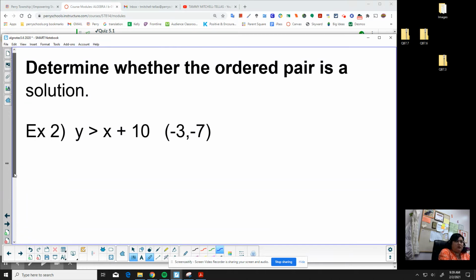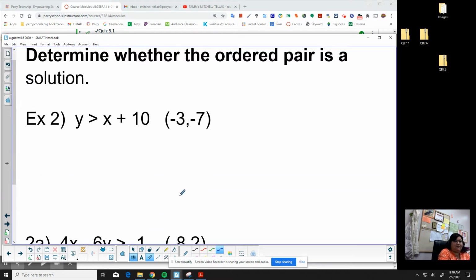Okay, your turn. I want you to try these two and see what you come up with. Press pause and try them, and then I'll do them too.